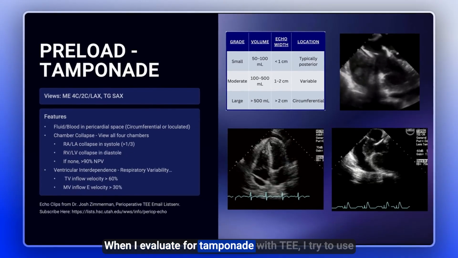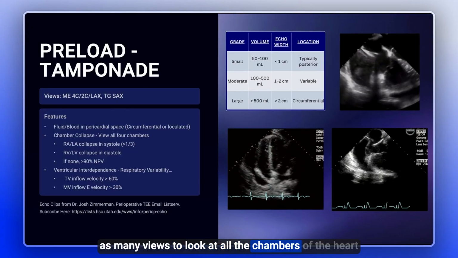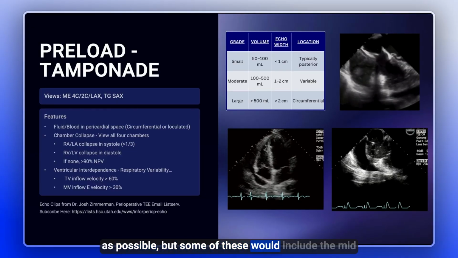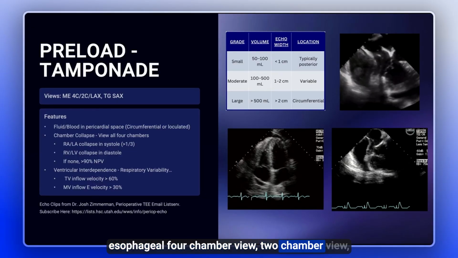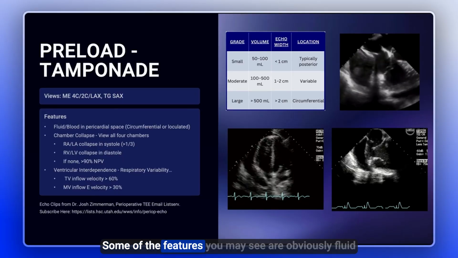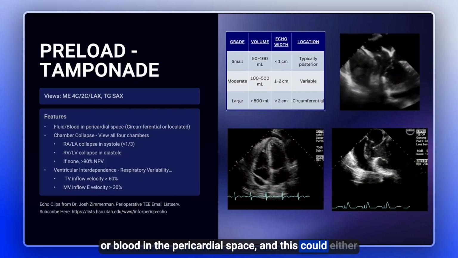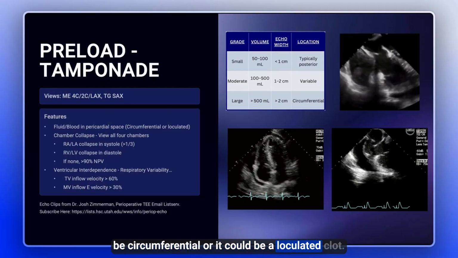When I evaluate for tamponade with TEE, I try to use as many views to look at all the chambers of the heart as possible. Some of these would include the mid-esophageal 4-chamber view, 2-chamber view, long axis view, and the transgastric short axis view. Some of the features you may see are obviously fluid or blood in the pericardial space, and this could either be circumferential or it could be a loculated clot.